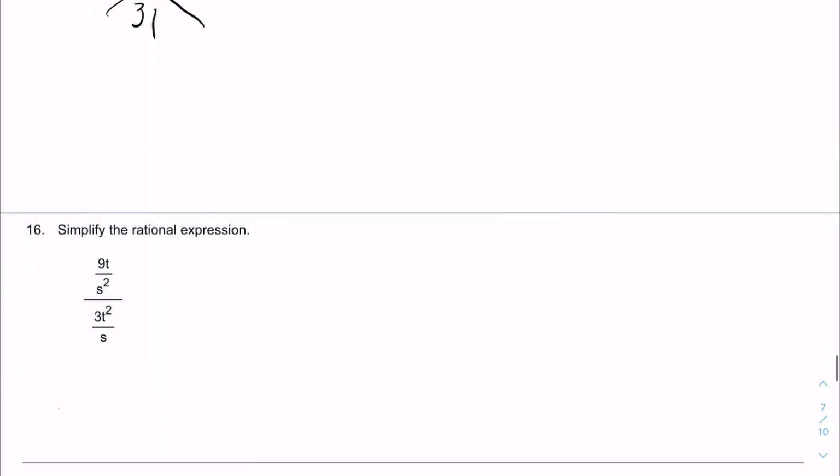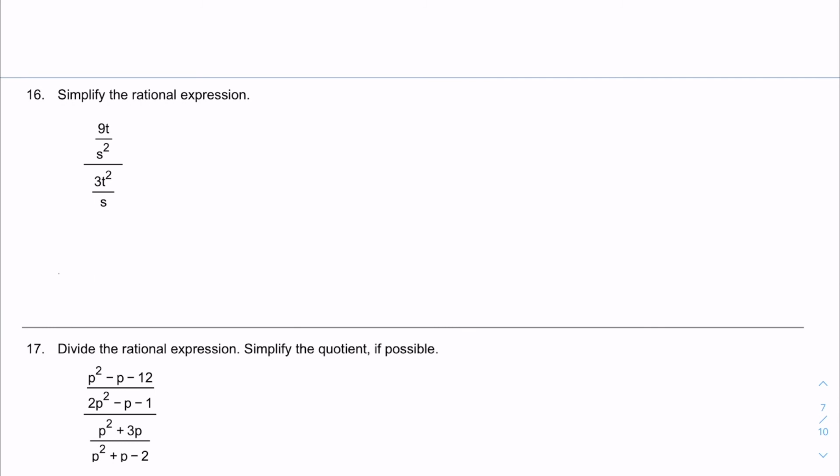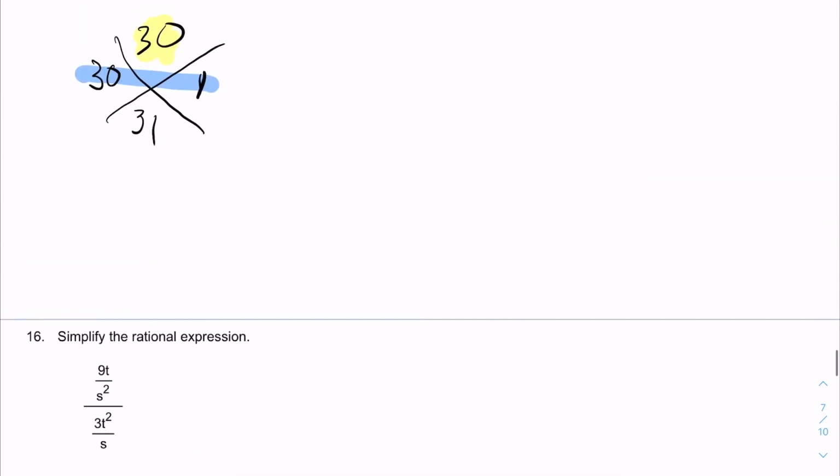Let's take a look at number 16, and we're changing what we're planning to do here. We're now dividing the rational expressions. Now, how do you divide fractions? Remember that from arithmetic? If someone said 2/3 divided by, they might write it like that, right? But you could also write divided by as a big fraction. 2/3 divided by, let's say, 1/6.